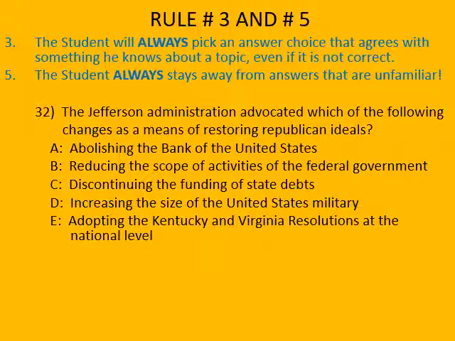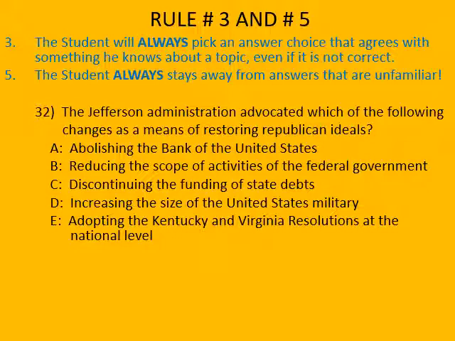Yeah, we're not ready for this one. Well, you know what? Why don't you give it a shot? I'll give you a couple seconds. Take a look at it. The Jefferson administration advocated which of the following changes as a means of restoring Republican ideals? Abolishing the Bank of the United States, reducing the scope and activities of the federal government, discontinuing funding state debts, adopting Kentucky and Virginia resolutions at the national level, increasing the size of the U.S. military.